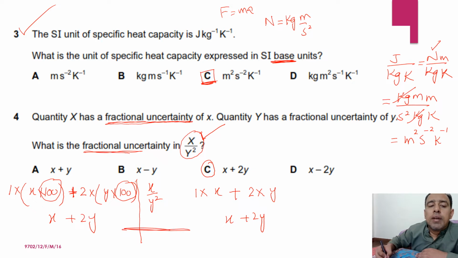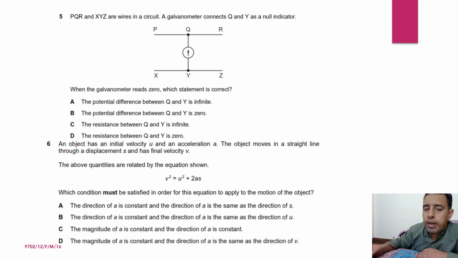Similar. Moving towards question number 5. In question number 5 it is simple. Here the galvanometer is attached between these two wires. The galvanometer reads 0. The galvanometer is used to detect the current. If it reads 0, it means no current is flowing through it. There is no current flowing from Q to Y or Y to Q.